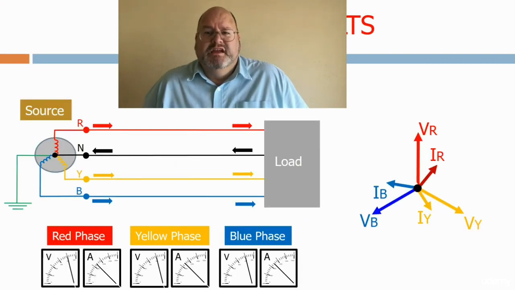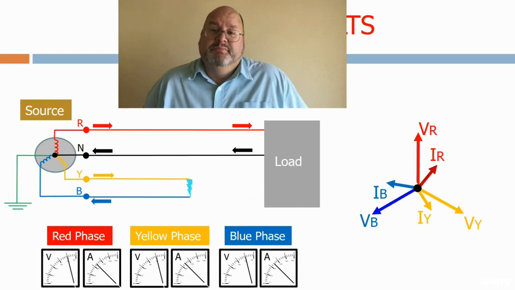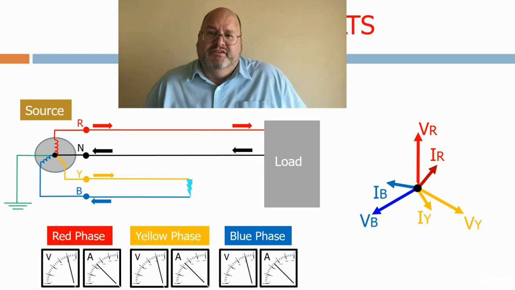Let's now see what happens if the yellow phase conductor touches the blue phase conductor. Current will now start to flow from the yellow phase conductor through the fault and back through the blue phase conductor. If we look at the impedance of the faulted circuit, all it contains now is the impedance of the yellow phase conductor up to the point of the fault, the impedance of the fault itself, and the impedance of the blue phase conductor.